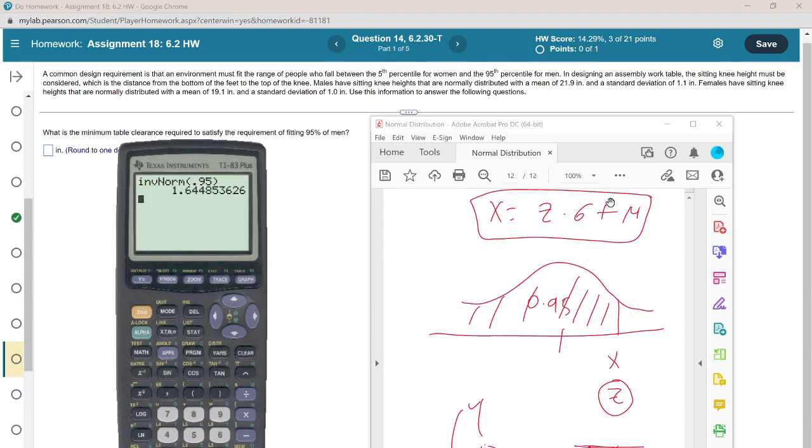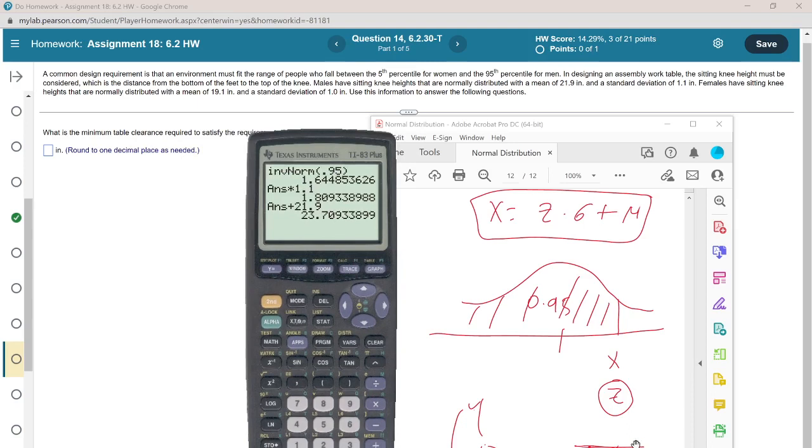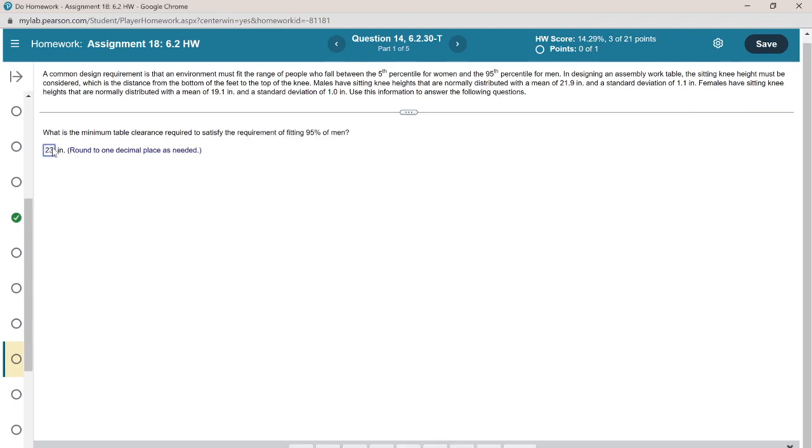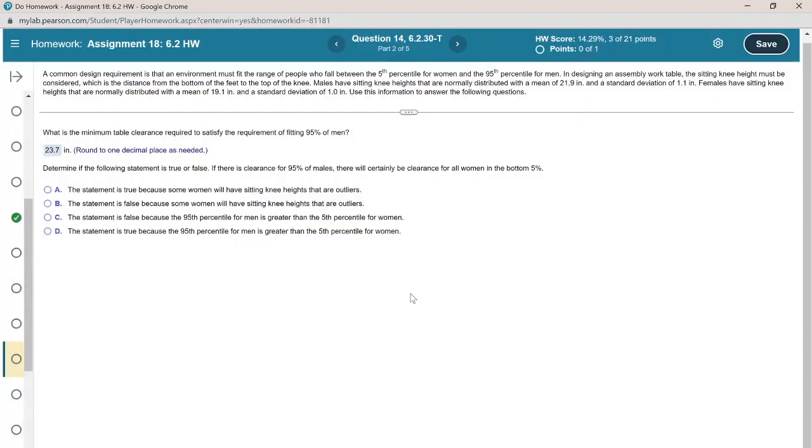This is the z-score. Now for finding the value of x, you multiply this by the standard deviation for the men, which is 1.1, and then add the mean, which is 21.9, and that gives you the value. So if the value of x, the height we take, is 23.7 inch, rounded to 1 decimal place, then 95% of the men could use that chair. Oh, table, work table.